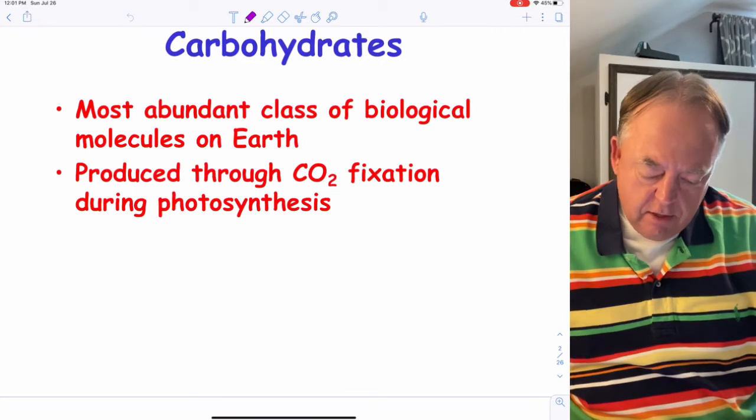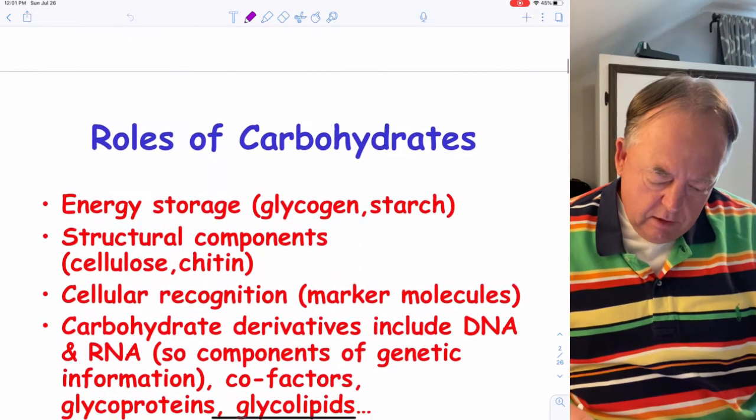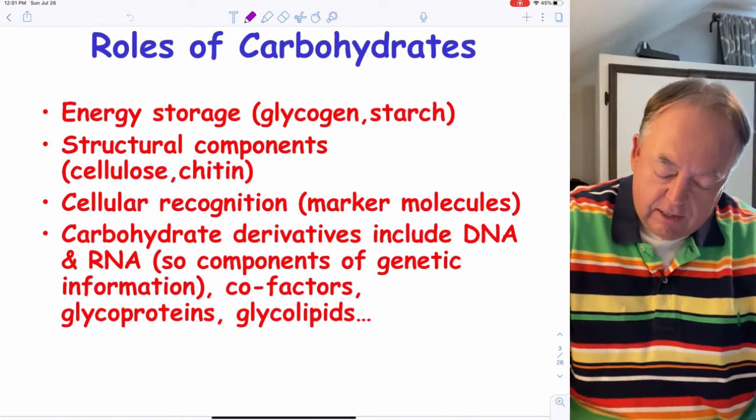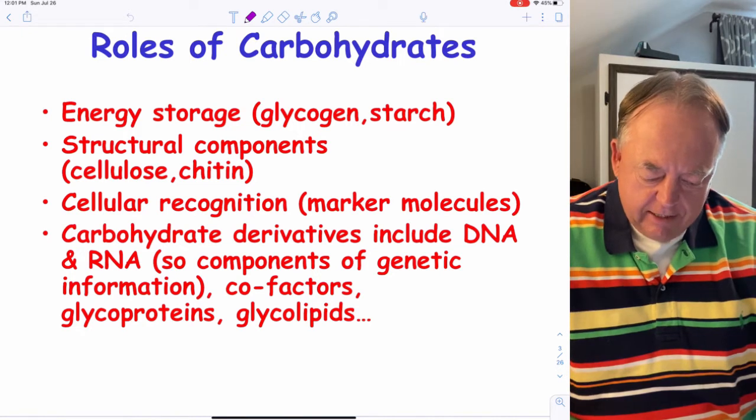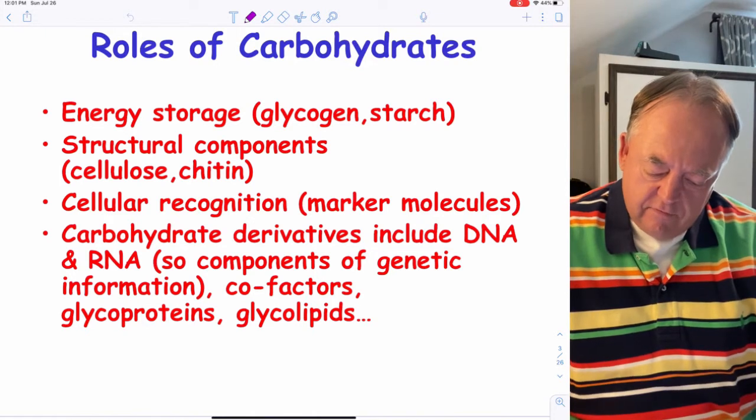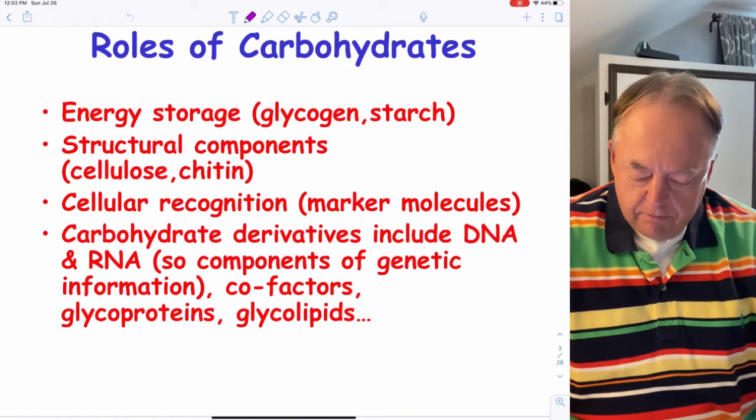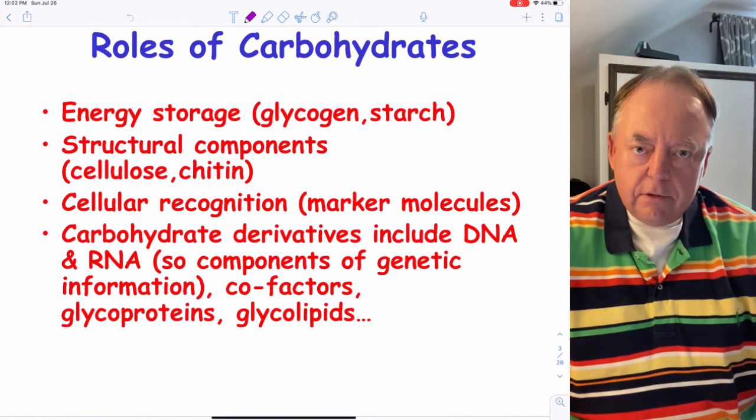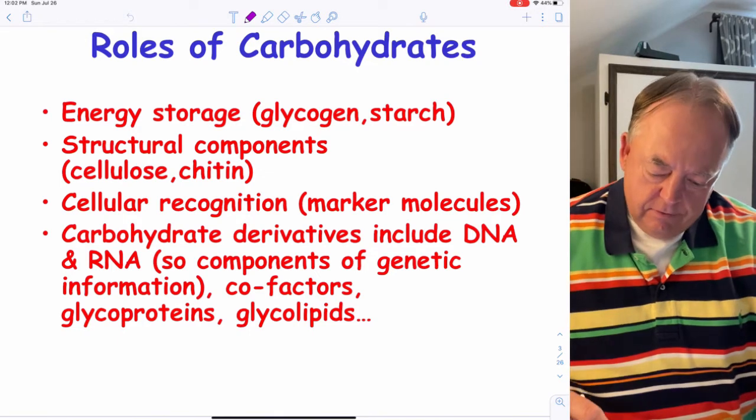They're made primarily through CO2 fixation during photosynthesis. Some of the roles of carbohydrates: energy storage in the form of glycogen and starch; structural components, as we'll see, cellulose and chitin, for example; involved in cell recognition; parts of larger biological molecules such as DNA and RNA, so they're components of genetic information; and cofactors, glycoproteins, glycolipids. So obviously one of the huge classes of biological molecules.